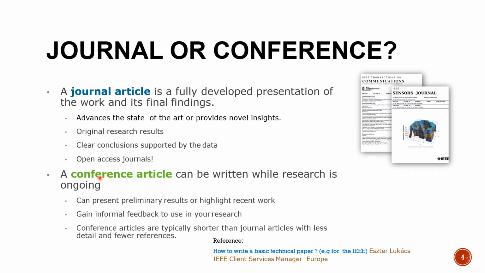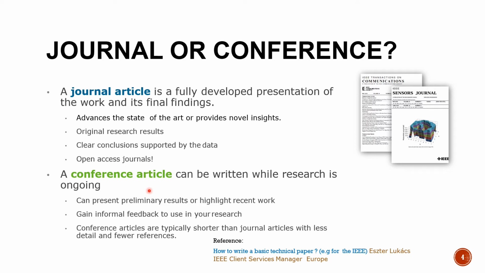A conference is where people get together. It's usually located in a certain country, city, location. So there's a major difference between the two. In a conference article, at the end of the conference, usually they have proceedings. They print all the articles and publish them. So a conference article can be written while research is ongoing.